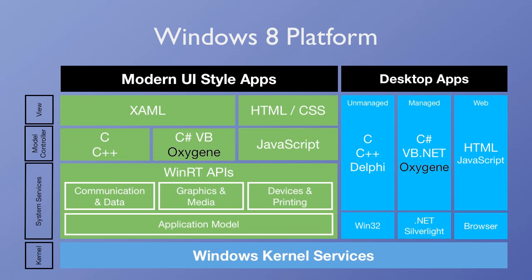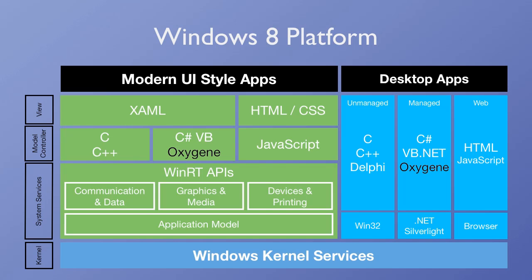The Windows 8 platform is split into two different parts: the modern UI style apps and the desktop apps. Modern UI was previously called Metro, but they've changed the name to Modern UI now. The modern UI style apps use the Windows runtime, WinRT, and this replaces Silverlight, .NET, Win32, or the browser that you would use on the desktop side. So here on the modern UI style apps, you use Oxygene with the Windows runtime and then XAML to create the view, the interface layer. It's important to note that Oxygene is available on both sides here. You can use Oxygene for the modern UI style apps or Oxygene for desktop apps on Windows 8.